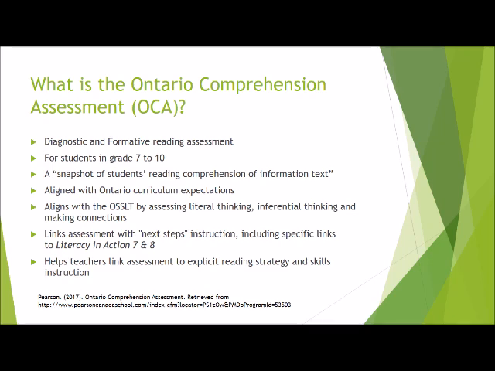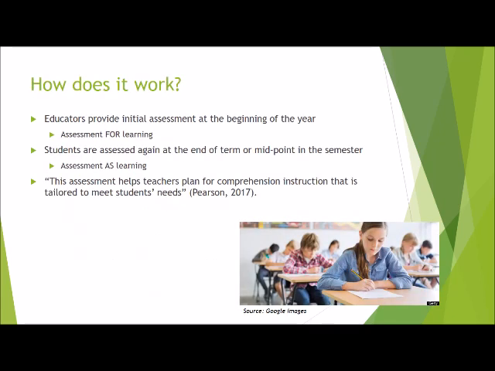What is interesting about the assessment is that it is aligned with the Ontario grade 7 to 10 curriculum, as well as the Ontario Secondary School Literacy Test. Both the OSSLT and OCA assess literal thinking, inferential thinking, and the student's ability to make connections within a text. The OCA is also connected to Literacy in Action for grade 7 and 8, which allows teachers to provide next steps instruction and provide explicit reading strategies and skills instruction.